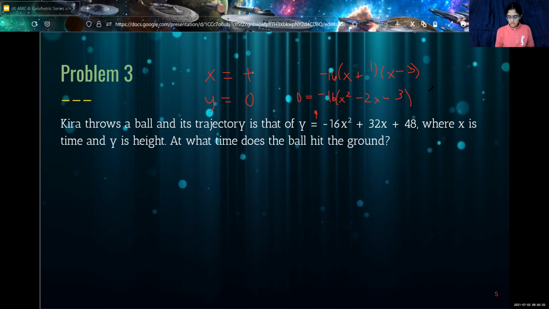The thing is, the 16 doesn't really matter. When we have 0 is equal to negative 16 times something, we can just divide both sides by negative 16, and we're still going to get 0 is equal to x plus 1 times x minus 3, right? And someone else said x equals 0. Well, when we plug in x equals 0 to this, we get 48, right? So that means that the ball hasn't hit the ground. And someone else said 1.